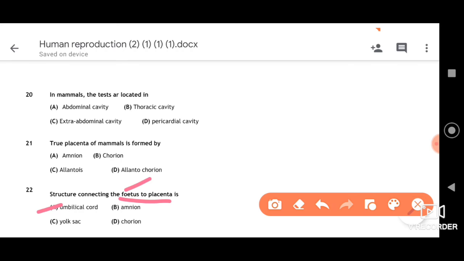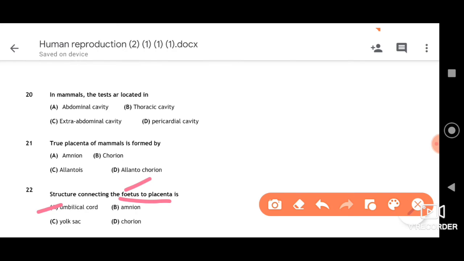And also, dear friends, we know that the umbilical cord is a connecting link between the embryo or the fetus and the placenta. When this link is present, only then is there exchange of gas between the fetus and mother, as well as the transportation of food. If this connection was not there, it wouldn't have been possible. So the right answer here is what?